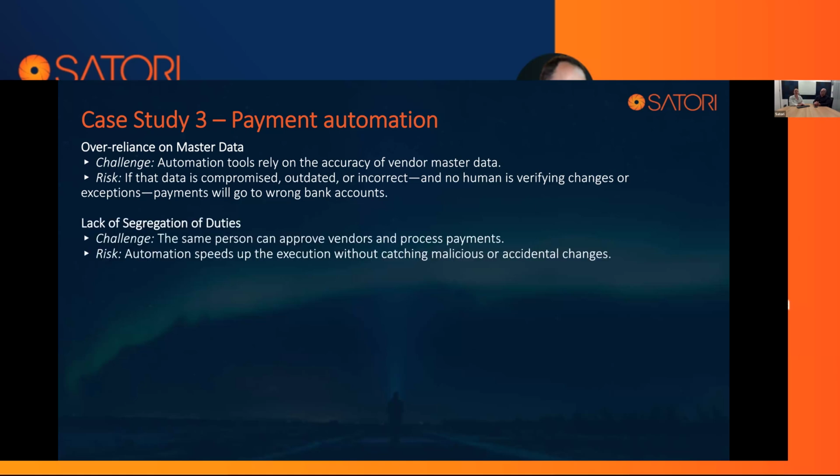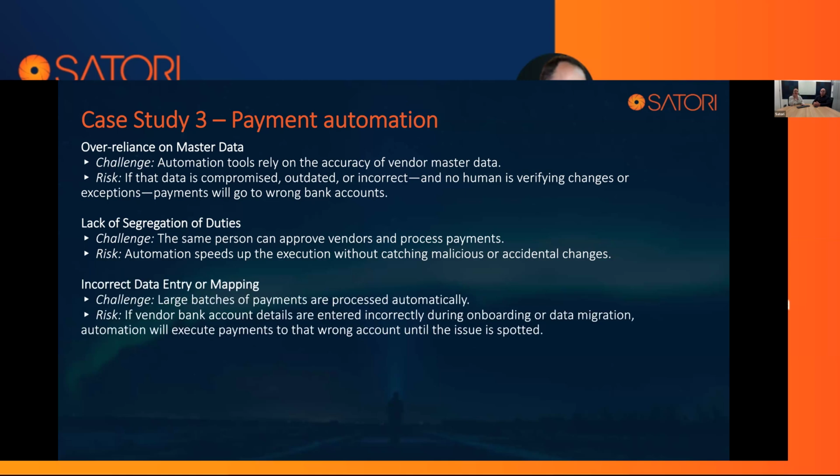Lack of segregation of duties is also a typical challenge, when the same person, for example, can approve vendors and also process payments. It can be some other parts of the accounts payable process too. The risk there is that it speeds up the execution and processing of transactions, but you might miss some malicious or accidental changes in the data.